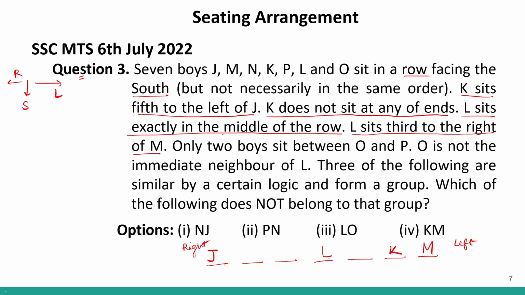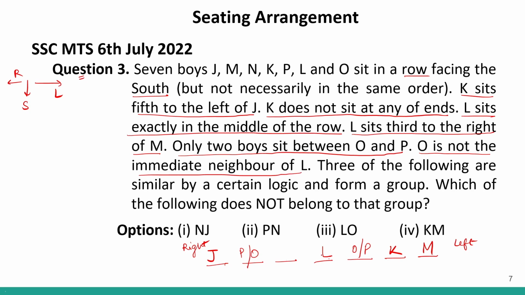Okay. Now it is given to us that only 2 boys sit between O and P. So O can come here, P can come here, or we can also have P over here and O over here because 2 people sit between O and P. Correct? Now it is given to us that O is not the immediate neighbor of L.